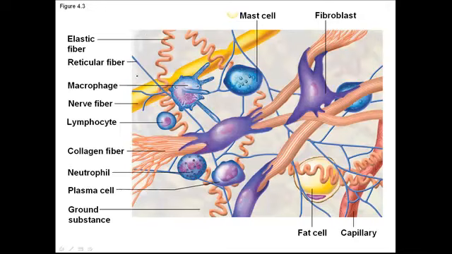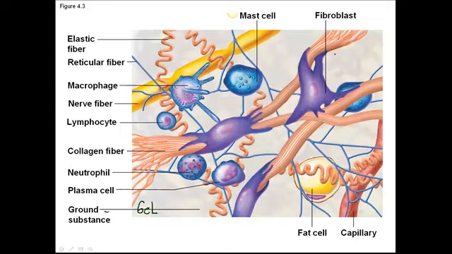shapes. A macrophage is a white blood cell that defends this tissue. It wanders around and it's going to look for pathogens. And the mast cell is the same. And the lymphocyte is the same. And the neutrophil is the same. And the plasma cell. The ground substance, this is the gel. So this is your gel here. This is fat. This is a capillary.